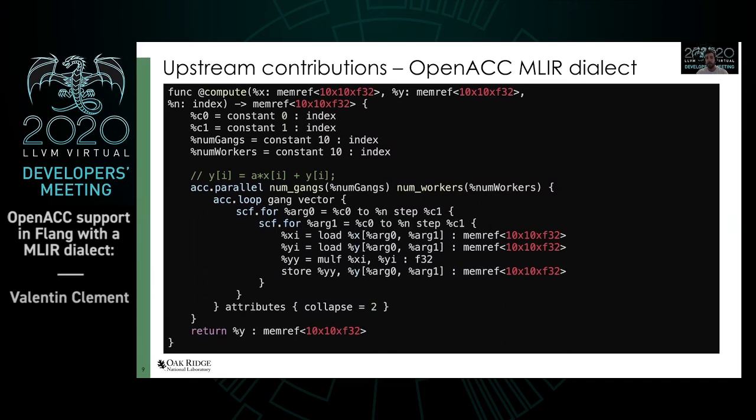As you can see on these slides, you have an OpenACC parallel operation as well as an ACC loop operation that represent the corresponding construct from the specification. They play well with the scf.for operation in this case. We plan to support FIR as well as the core dialect interoperability with the OpenACC dialect.